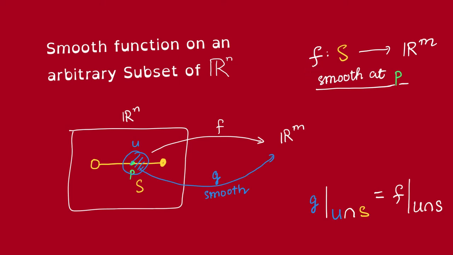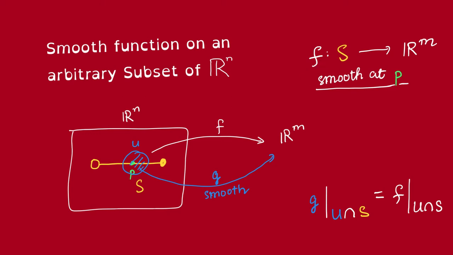We say that f is smooth at P if there exists an open neighborhood U of P, open in Rⁿ, and a smooth function G on U, such that on U intersect S, G agrees with f. In other words, f is smooth at P if locally at P it is the restriction of some smooth function at P. Now we say that f itself is smooth if it's smooth at every point of S.